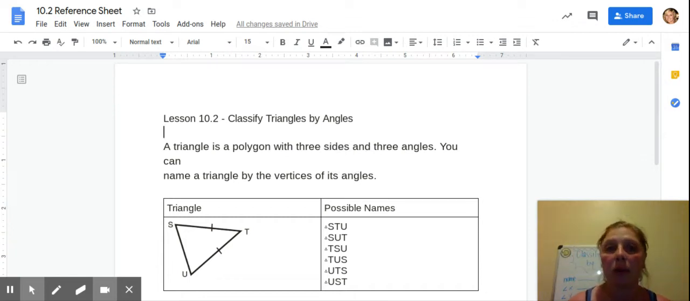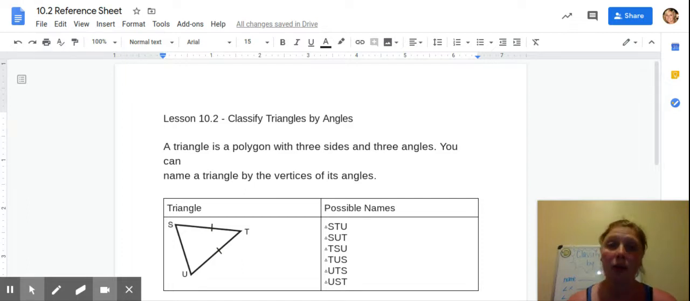Today we are going to be working on classifying triangles. So I'm going to be showing you the reference sheet that you will have. You should print it out if you have a printer. If you don't have a printer, just save it to your drive so you have a reference of what the different vocabulary is, as well as how to write and read the different, in this case today, triangles.